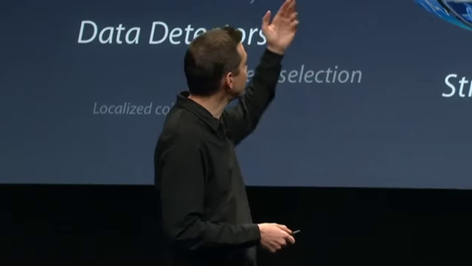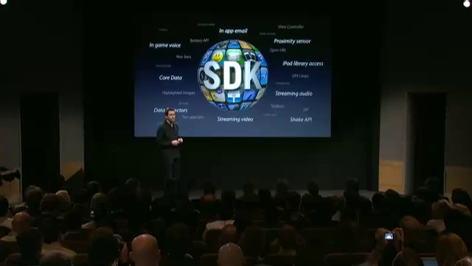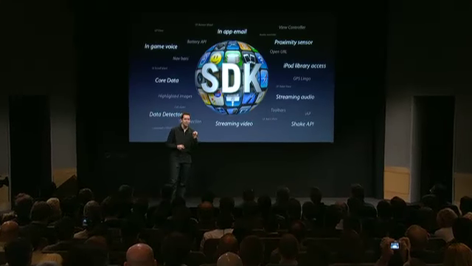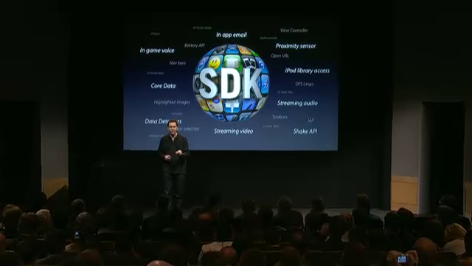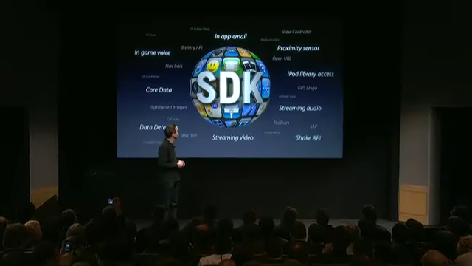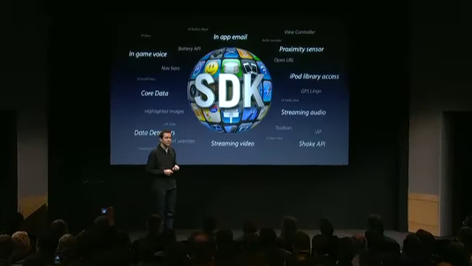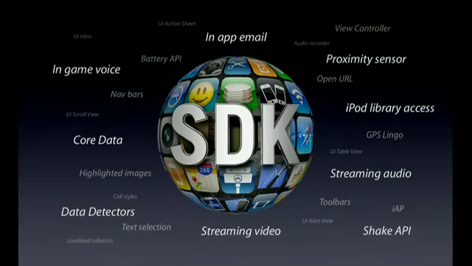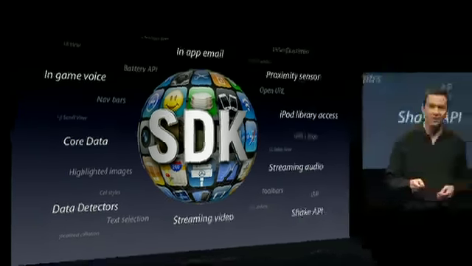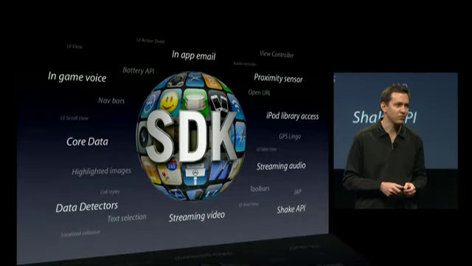Let me touch on just a few more of these. In-app email. We now have an email sheet that you can use right from your application so you don't have to leave it to send an email. Proximity sensor is now a public API. This is a big one, iPod library access. Developers can now access, browse, and play music right out of the built-in iPod library on the phone.